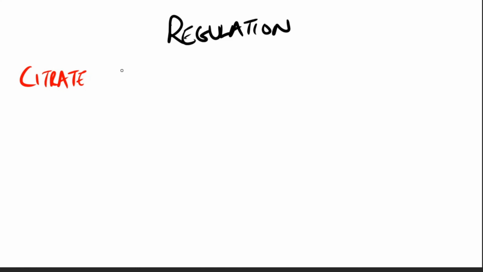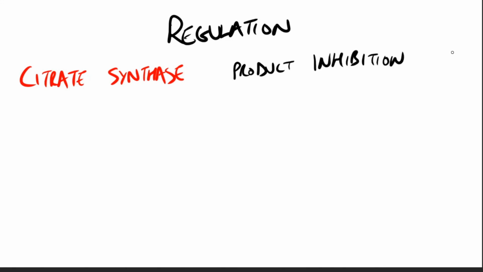Okay, the last part of this video is about regulation. So in contrast to glycolysis, which is regulated primarily by phosphofructokinase, the citric acid cycle is controlled by the regulation of several enzyme activities. Now, the most important are citrate synthase, which is subject to product inhibition. What does this mean? That the product of this enzyme, which is citrate, inhibits its activity.